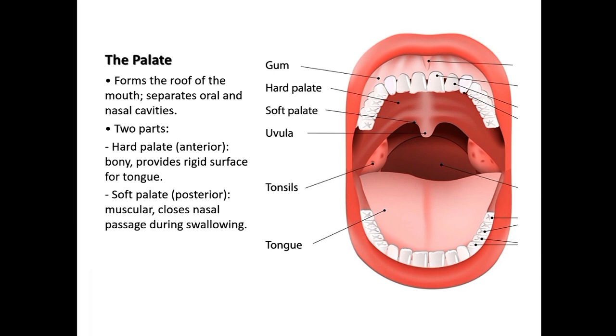The palate forms the roof of the mouth and separates the oral cavity from the nasal cavity. It has two parts: the hard palate, also known as the anterior portion, made of bone, providing a rigid surface for the tongue to press food against, and the soft palate in the posterior region, made of muscle, which moves to close off the nasal passage during swallowing, preventing food from entering the nasal cavity.